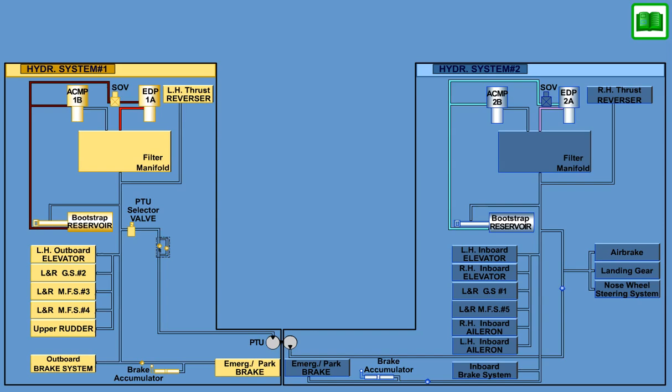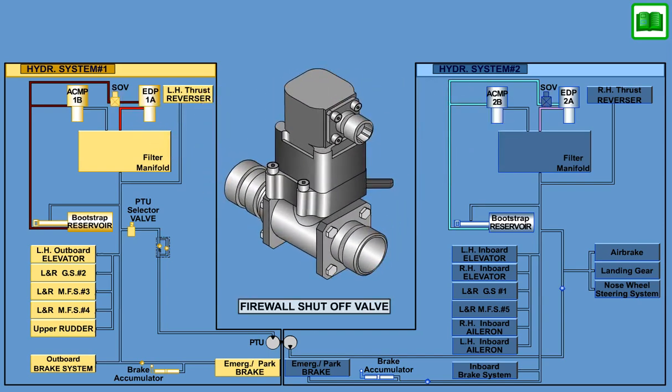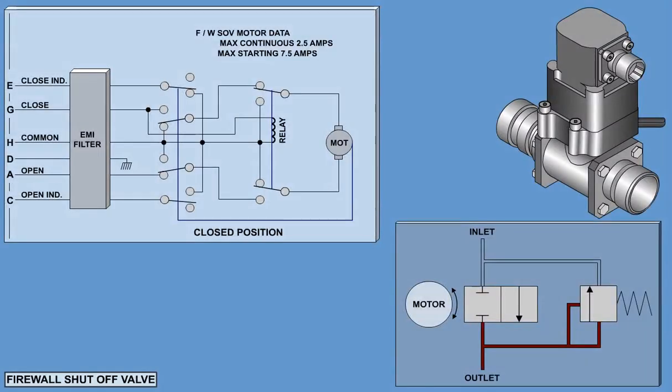Systems 1 and 2 each contain a Firewall shutoff valve, located in the EDP suction line outside the engine pylon area. In the event of an engine fire, this valve can be closed to stop hydraulic fluid from reaching the engine. Each assembly consists of a DC motor-operated ball-type shutoff valve with a visual position indicator, a thermal relief valve, a relay, and 4 switches.